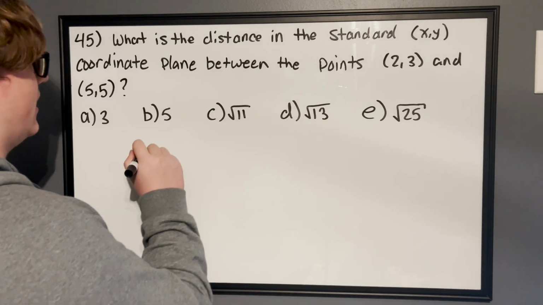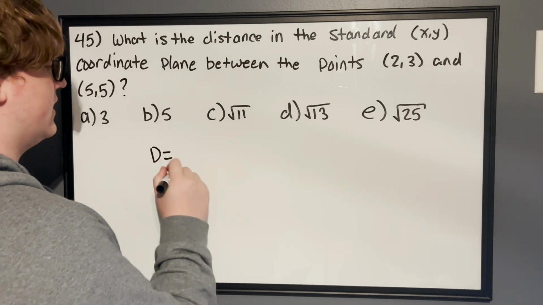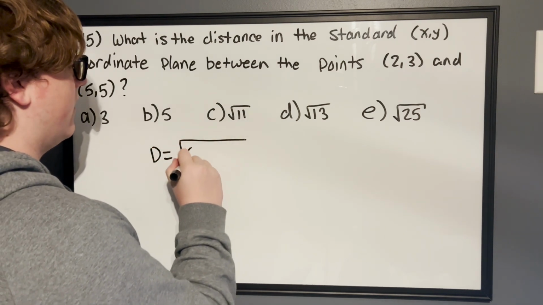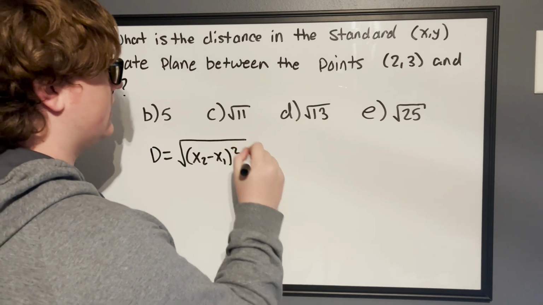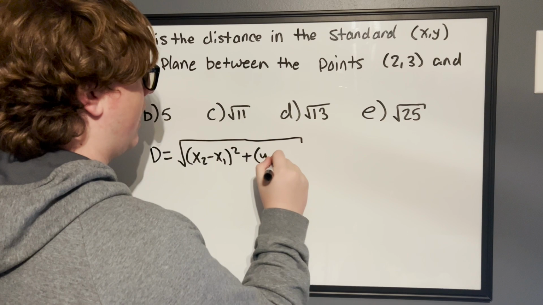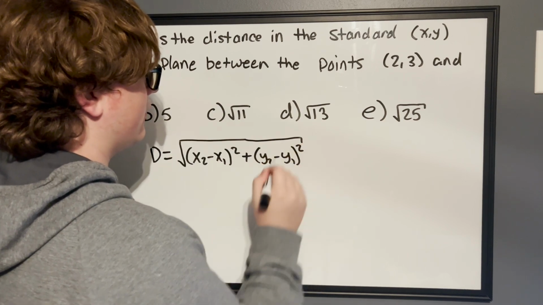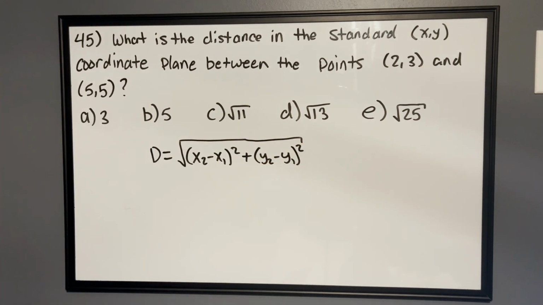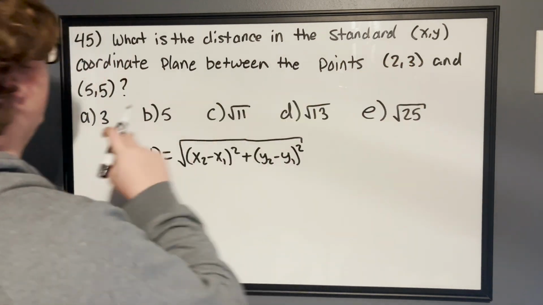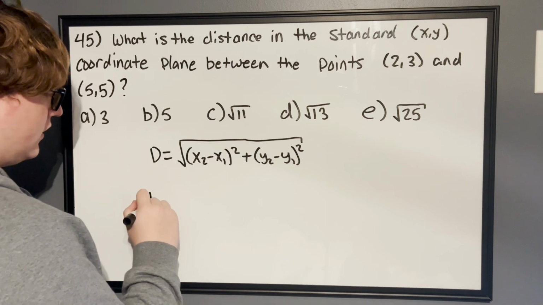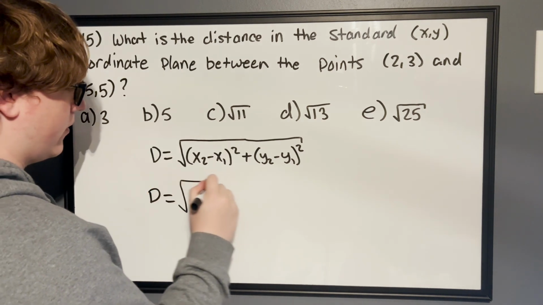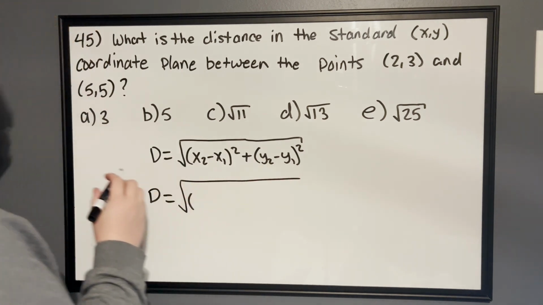And it's a pretty complicated one, but the distance between 2 points is equal to the square root of the quantity x2 minus x1 squared plus the quantity y2 minus y1 squared, where this is x1, y1, and this is x2, y2. So let's just go ahead and plug into our formula. So the distance is equal to the square root of x2 minus x1.